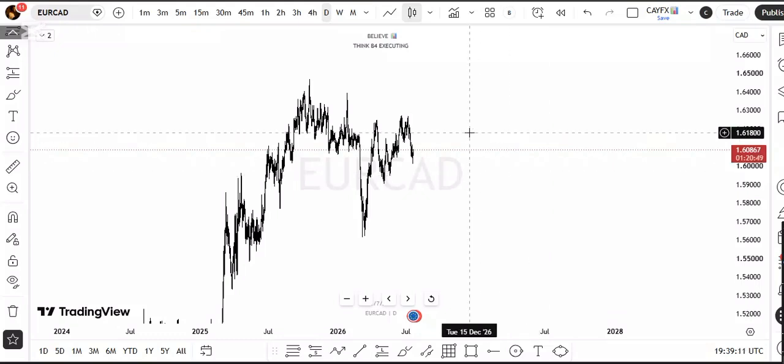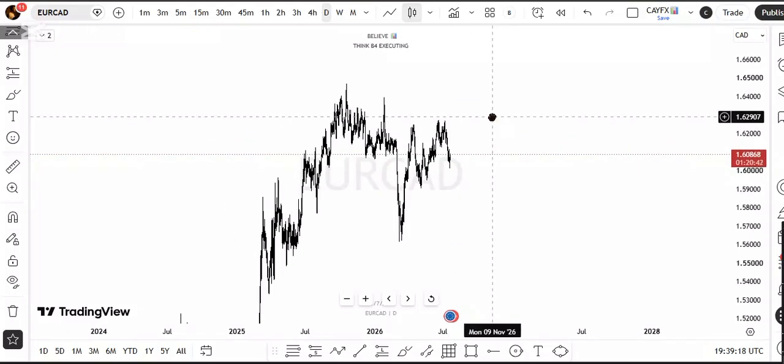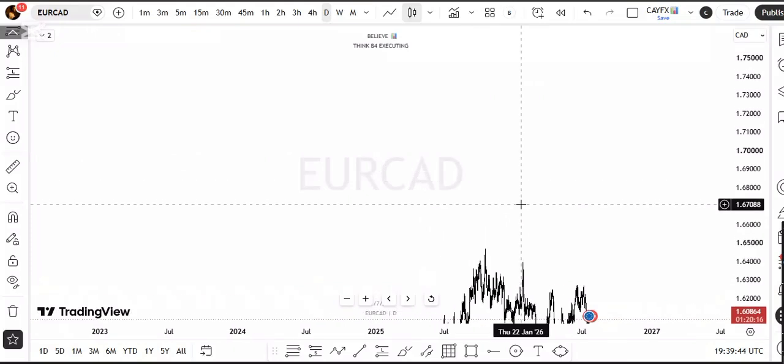So I want to talk about how I do my top-down analysis to my entry points. Normally I do top-down analysis from the daily time frame to the 1 hour, precisely 1 hour, then wait for my confirmation with a lower time frame: 30 minutes, 15 minutes, 5 minutes. So today I'll be showing you how I do my top-down analysis that works for me.